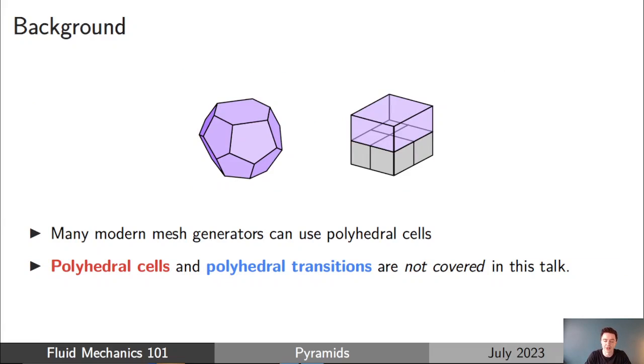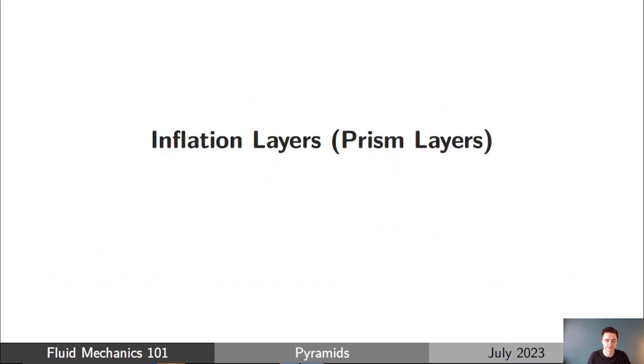The other caveat I wanted to make is that many modern mesh generators have the capability to use polyhedral cells, so that's cells with many different numbers of flat faces, and you can see an example on the slide of what a polyhedral cell might look like. I'm not going to be covering polyhedral cells and polyhedral transitions in this talk. I'm only going to be covering traditional cell types such as hexahedra, tetrahedra, prisms, wedges, and pyramids.